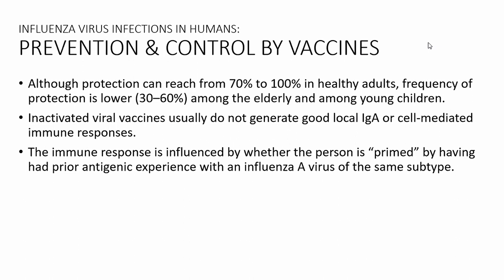And inactivated viral vaccines usually do not generate good local IgA or cell-mediated immune responses, and the immune response is influenced by whether the person is primed by having had prior antigenic experience with an influenza A virus of the same subtype.